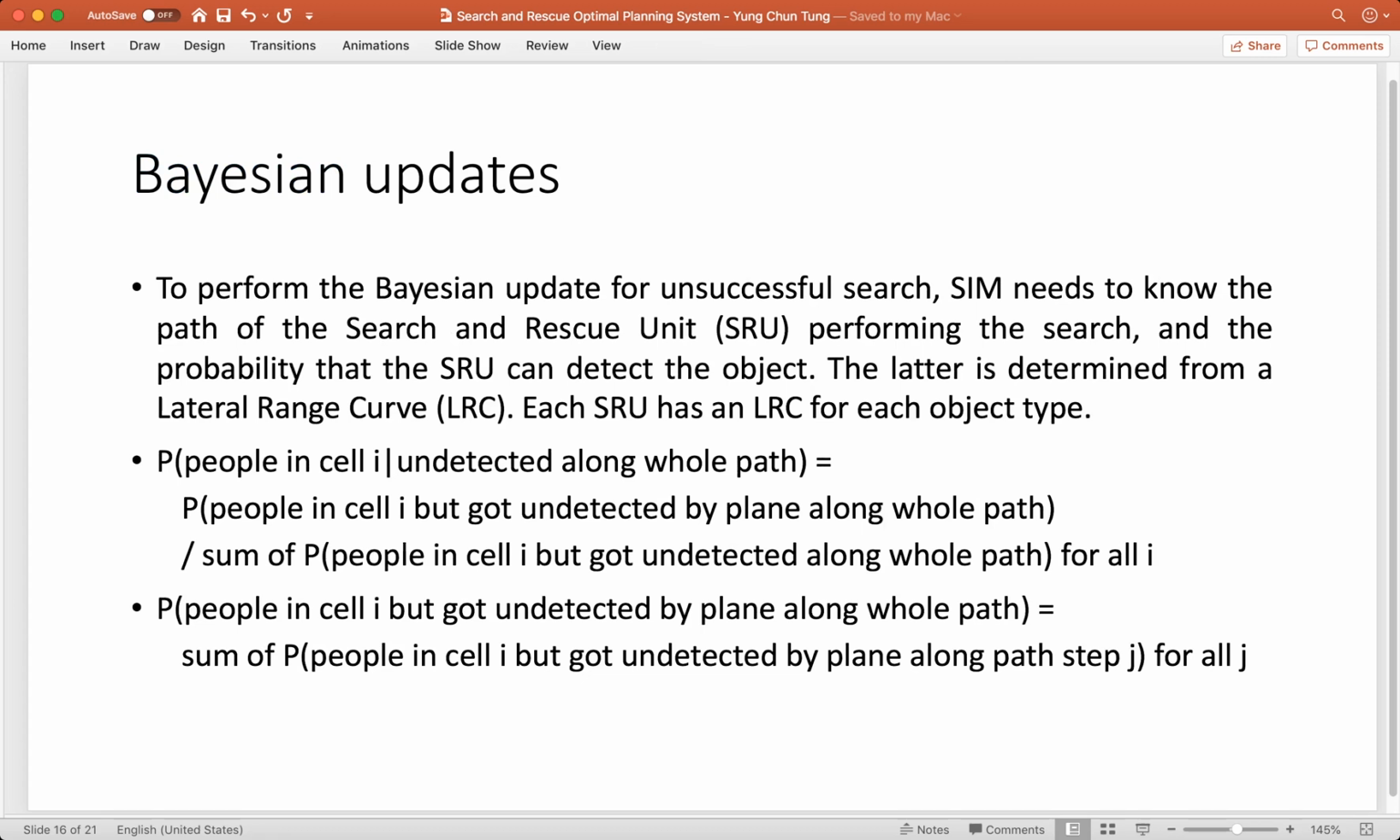So how can we perform the Bayesian updates from an unsuccessful search? Let's say we are very unlucky and we haven't found the target even after all that is done. Then we will look twice, as shown on the slide, and we look along the path and try to perform the Bayesian updates for these maps.